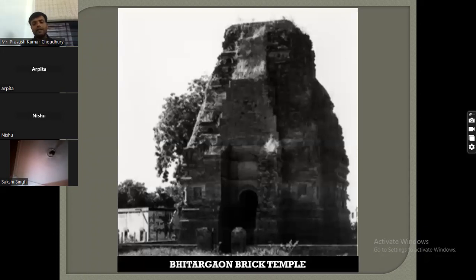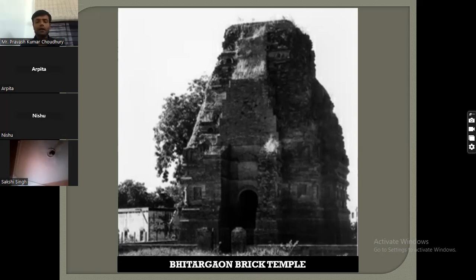Another, this is a Bhitargaon, a temple which is made of brick in Madhya Pradesh. So this is one of the earliest examples of a brick structure. So many a time in competitive examinations, it is usually asked which temple is made of brick. So the earliest evidence of a brick temple that we come across in the Indian subcontinent is at Bhitargaon.